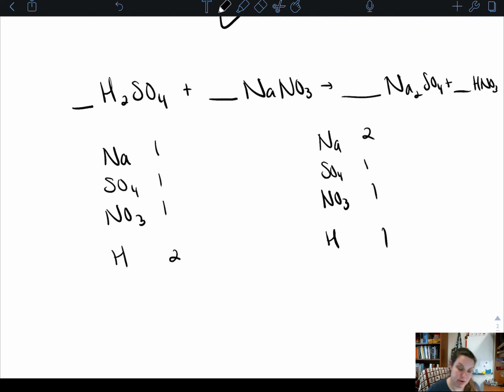Okay, first thing we want to do, balance out our metal. So I'll put a 2 on this side. Then balance out our polyatomics. Sulfate's good. Nitrate. And then we've balanced out our hydrogen. Good times.